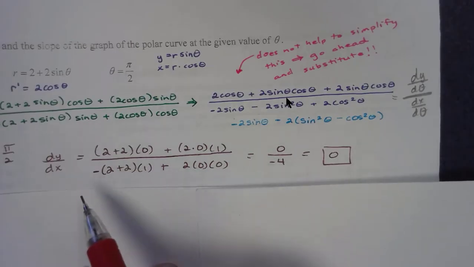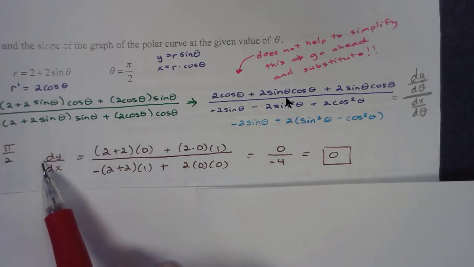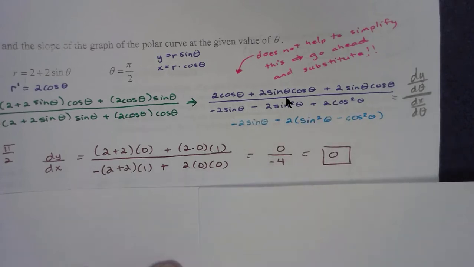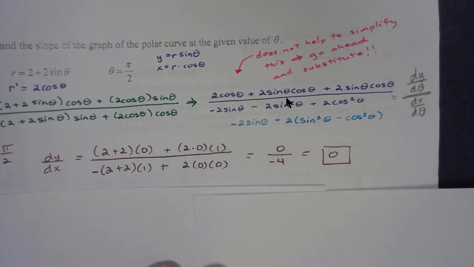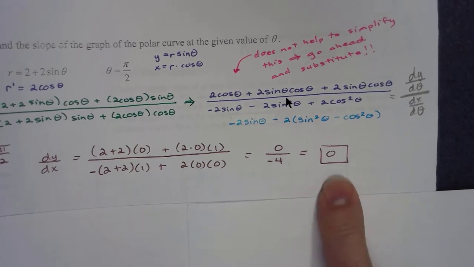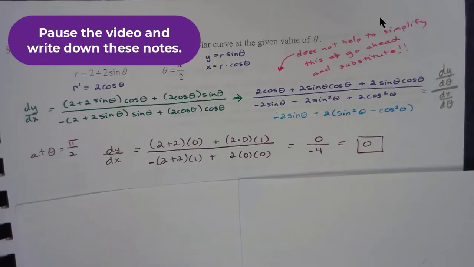And now we're going to evaluate at pi over 2. You can show the step where you're substituting pi over 2, or you can just go for the values, but we get 0. So dy dx at pi over 2 is 0. There you go. So I have a horizontal tangent line. Okay, pause your video and write down the work for this problem.